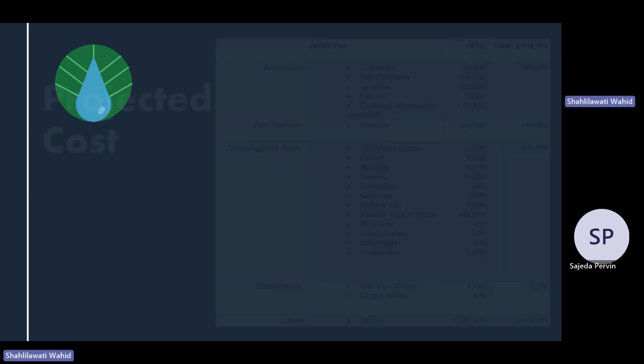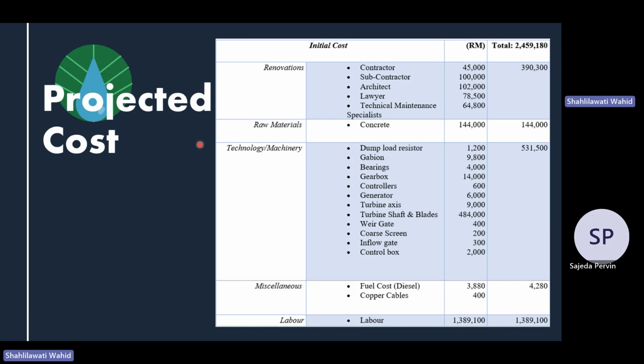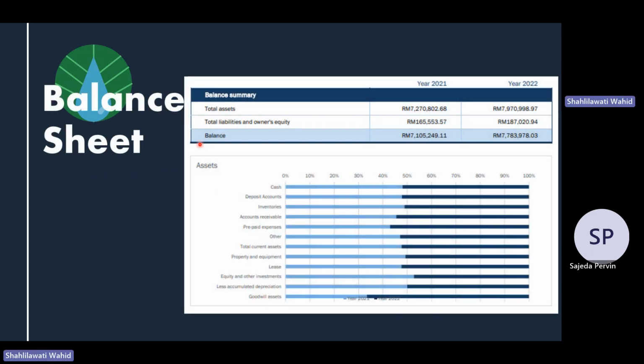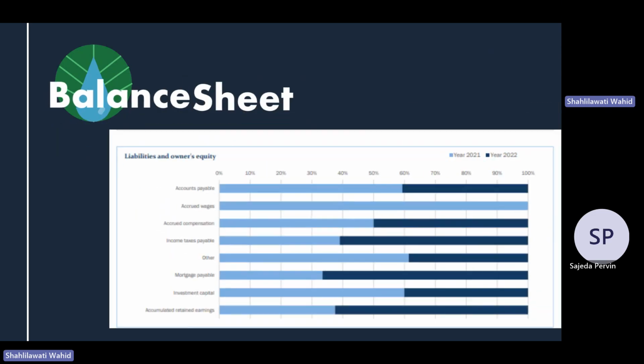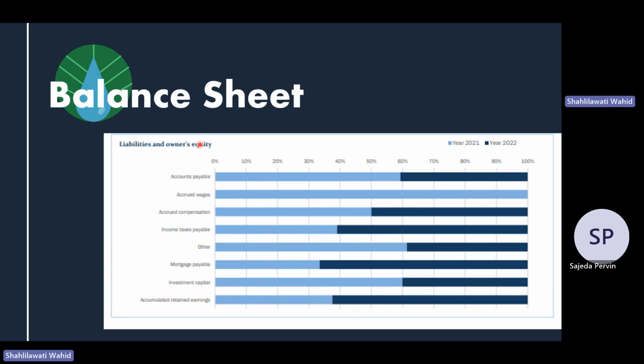And then the total cost will accumulate to 2.4 million, and the remaining 1.5 million will go to emergency funds and maintenance. So this is our balance sheet for the 2 previous years. We have total assets of 7.2 million in 2021 and 7.9 million in 2022. And the liabilities include accounts payable, accrued wages, and accrued compensation.